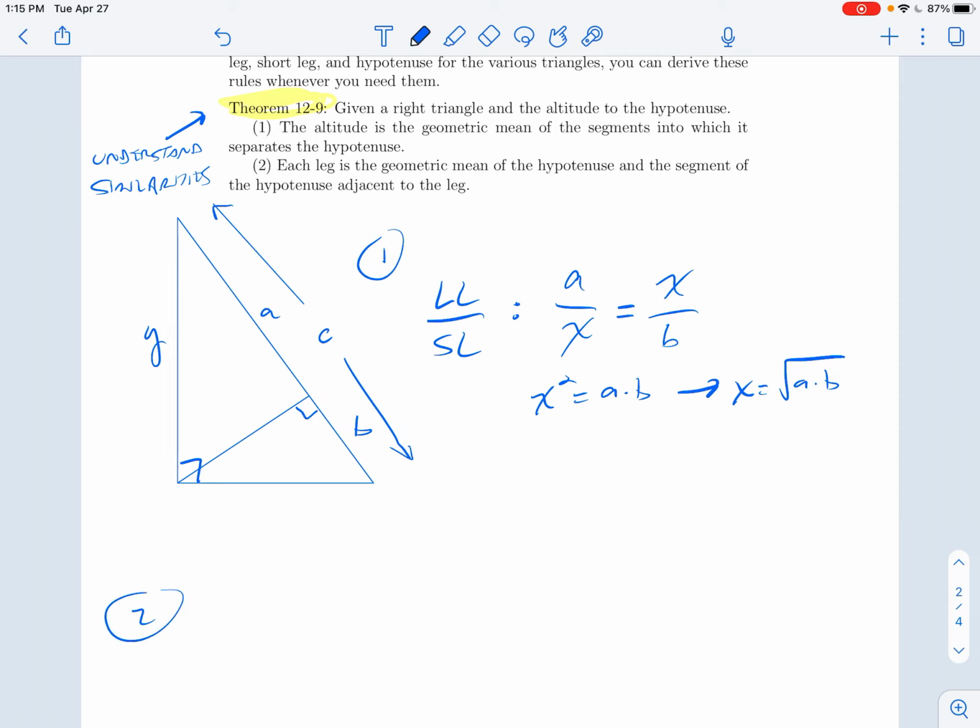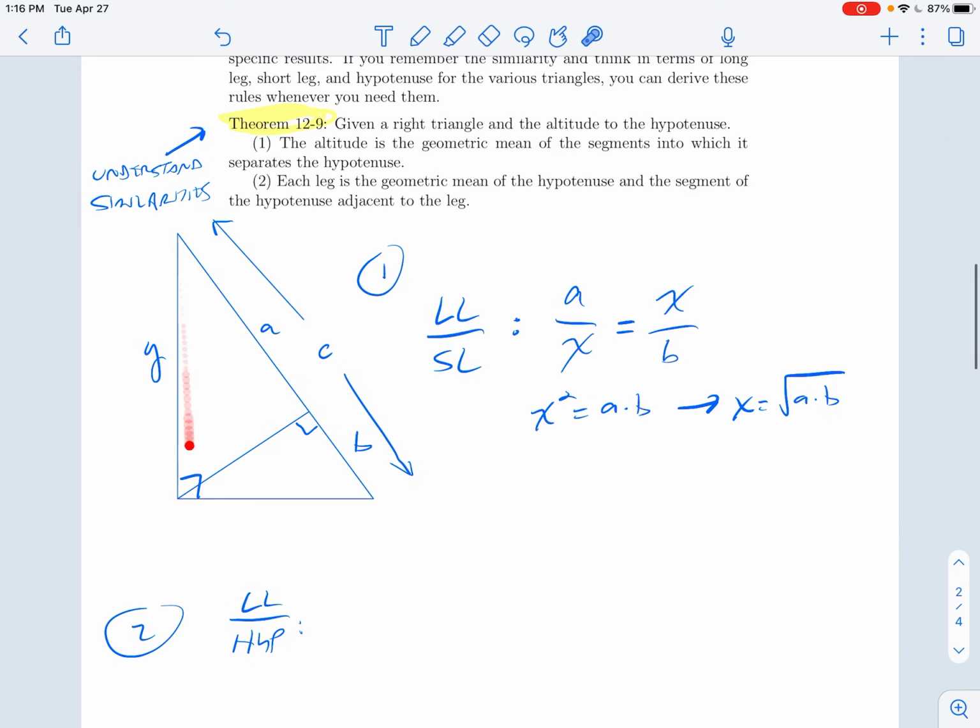So again, I'm going to set up a ratio. If I look at this triangle here, I will notice that I have labeled the long leg and the hypotenuse. So I'll set up the ratio of long leg to hypotenuse. In this upper triangle, the ratio of long leg to hypotenuse is a to y. But now let's look at the big triangle. In the big triangle, the long leg is y and the hypotenuse is c. So the ratio of long leg to hypotenuse is y over c.